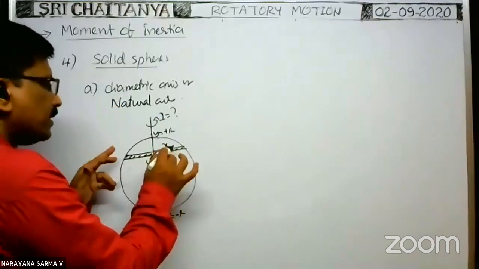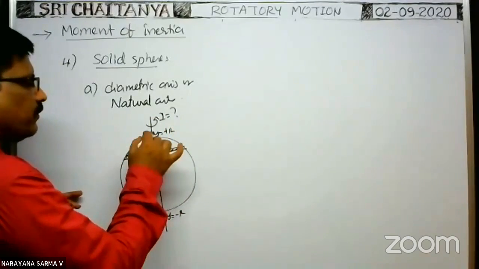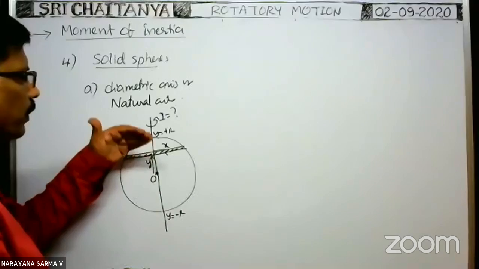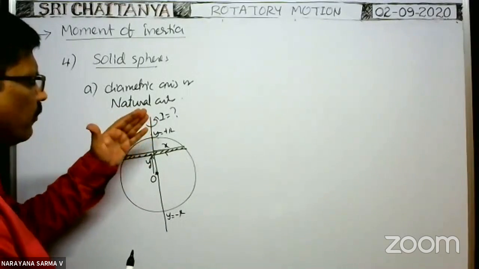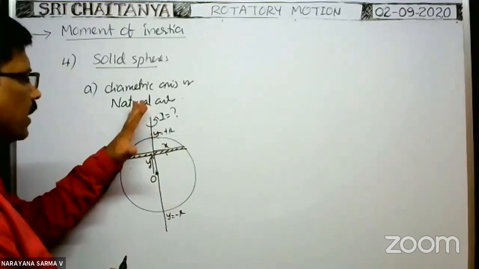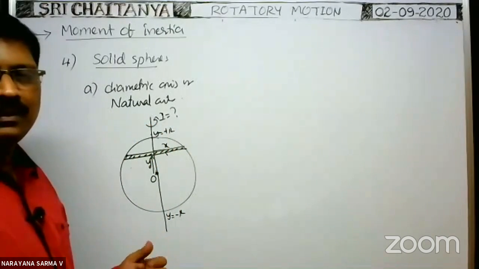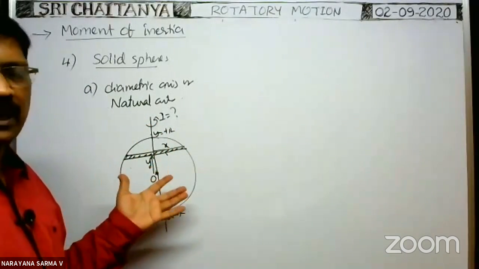For this disk, you find the moment of inertia of this disk about this axis, and you integrate between minus R to plus R. Then that gives the moment of inertia of all the disks imagined from minus R to plus R. That gives the moment of inertia of the entire solid sphere. Okay, in this way we can find it.